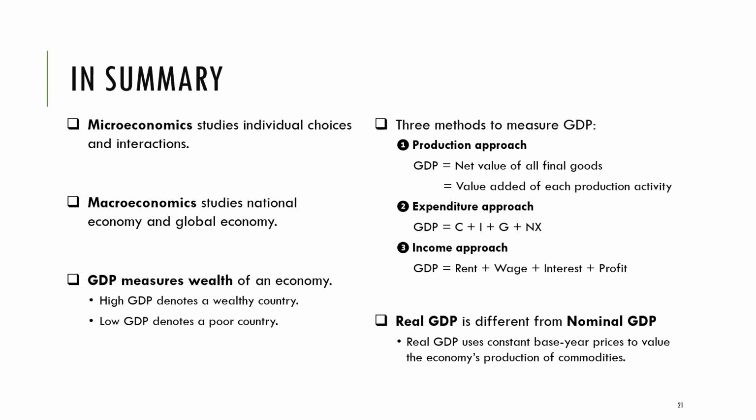For the production approach, GDP is equal to the net value of all final goods. For the expenditure approach, GDP is household consumption plus investment plus government spending plus export minus import. For the income approach, GDP is the sum of rent, wage, interest, and profit. Lastly, real GDP uses base year prices to calculate the total value of final goods produced by a country in a year.